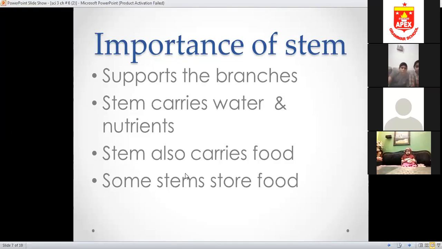Which stems store food? Can any one of you give me an example? As I told you in the beginning, there is one stem we eat a lot of. In one stem, a lot of food is stored. Yes, Mahat, are you going to tell us which stem this is? We eat it like a vegetable, and in this stem the nutrients are stored. Do not look towards your book.